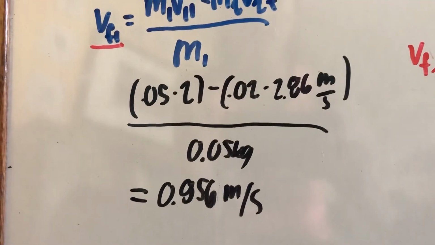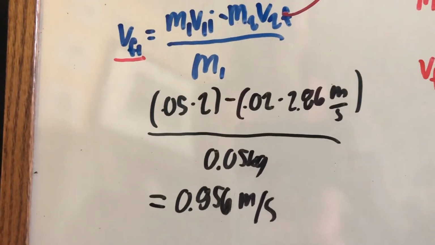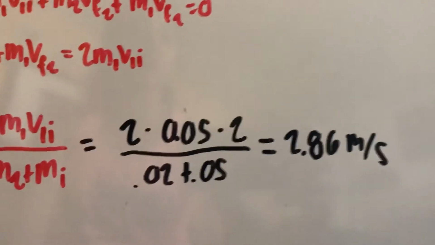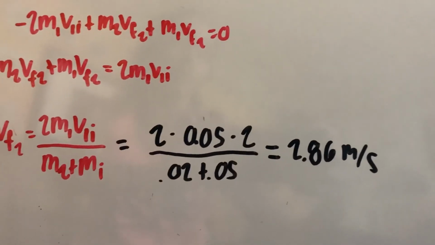So that is the final velocity for the first marble, final velocity for the second marble. They're both going in a positive direction towards the right.